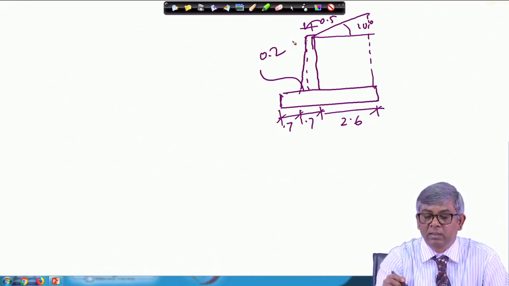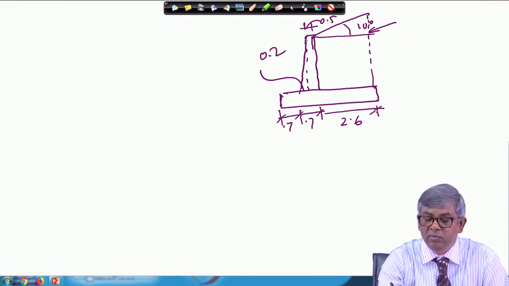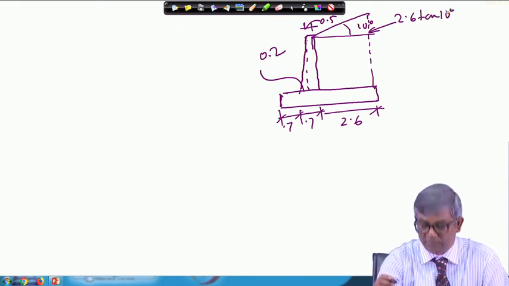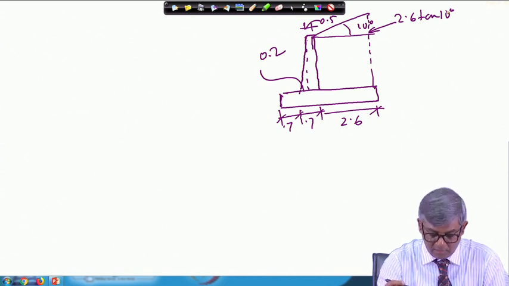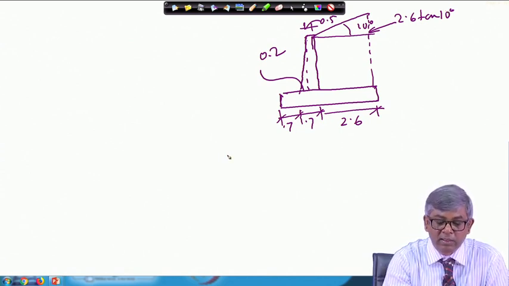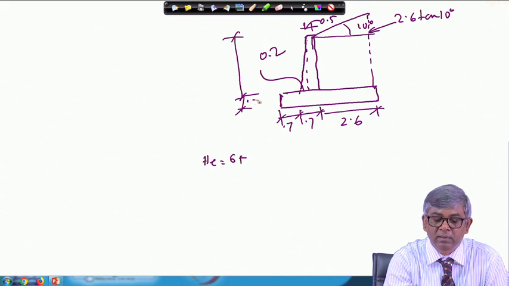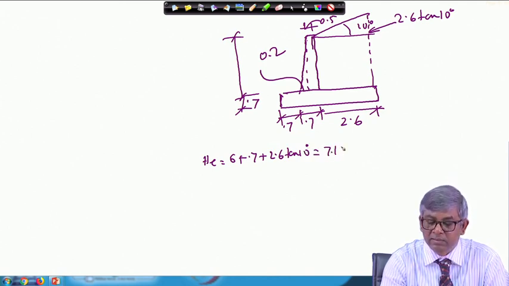Okay. So, this is the wall. So, this distance I can find out, from here to here it is 2.6. So, this will be 2.6 tan 10 degrees, whatever it comes. That means we have the actual effective wall height H e. Effective wall height will be 6 plus 0.7 plus 2.6 tan 10 degrees, and that gives you 7.16 meter.